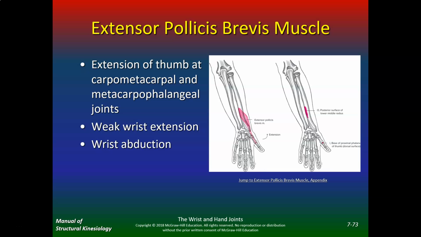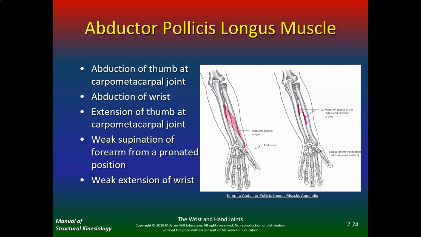So really, you just have to look at what these actions do. Remember, this is a movement anatomy class. I'm more concerned about movement and what muscles are responsible for what movement. Abductor pollicis longus: abduction of the thumb at the CMC joint, abduction of the wrist, extension of the thumb at the CMC joint, weak supination.